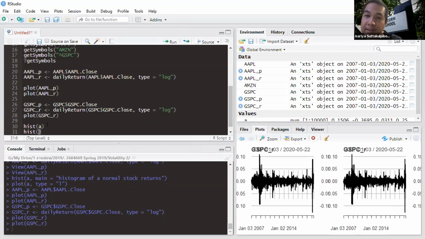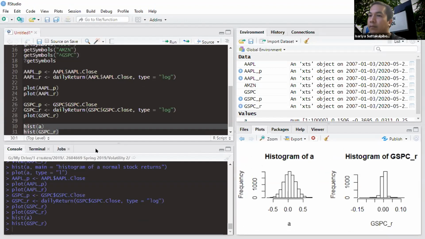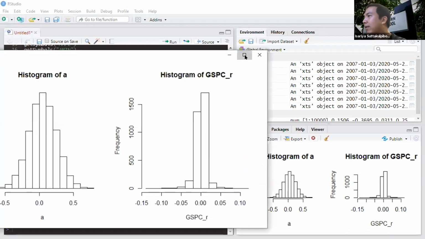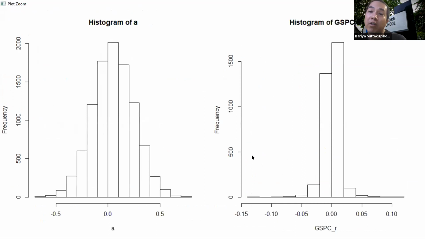If you remember, A is just a normal distribution, right? But I want to do hist GSPCR, or the S&P 500 stock returns, comparing side by side. And here's what we get, right? I hope this is not the first time you see this, right? It's kind of a well-known fact for financial time series, right?